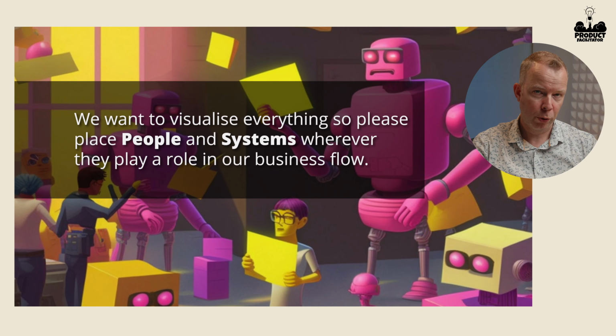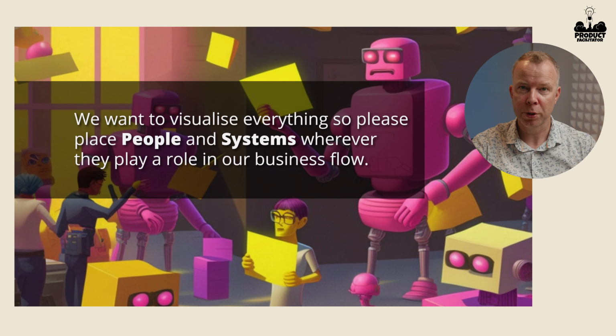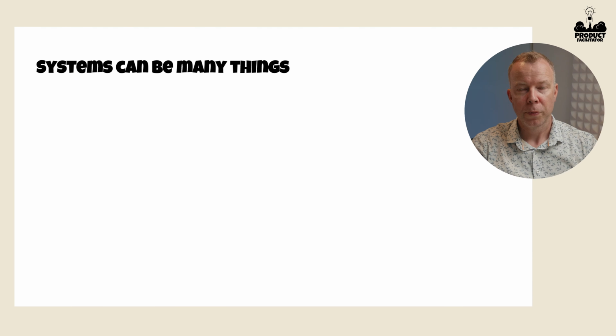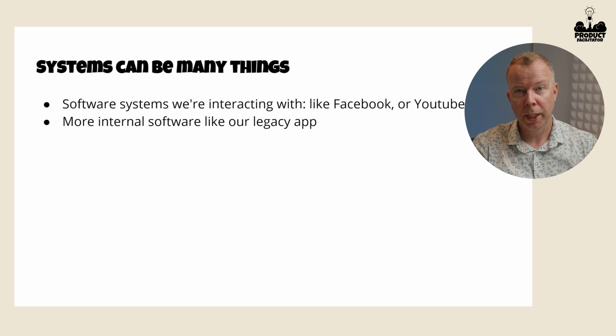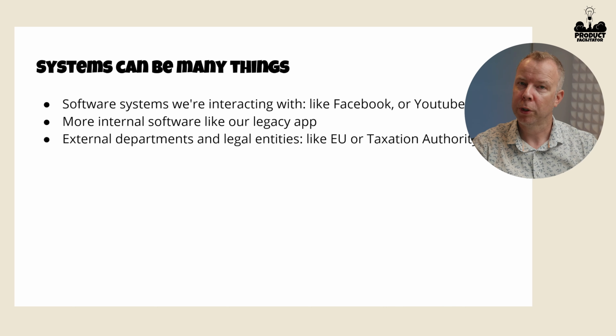In this step, you are going to identify the roles as people and the systems involved in your business process. So systems can be many things. It can be software systems that are interactive in your business process. It can be internal software like a legacy app, but it can also be external parties. It can also be that systems are external.